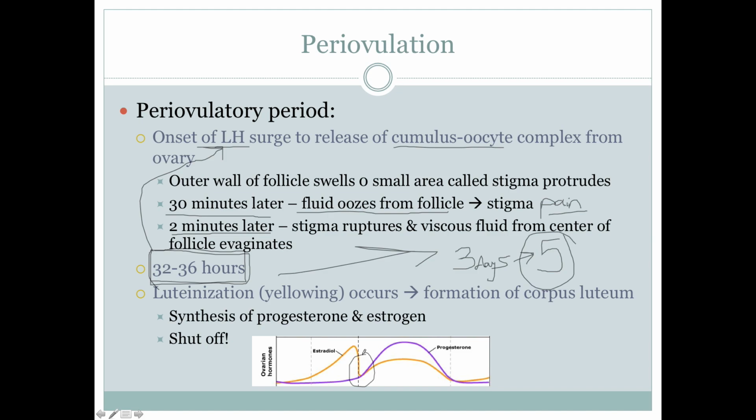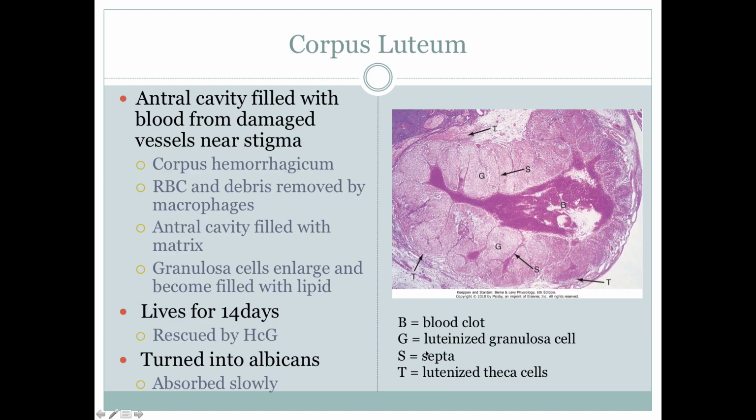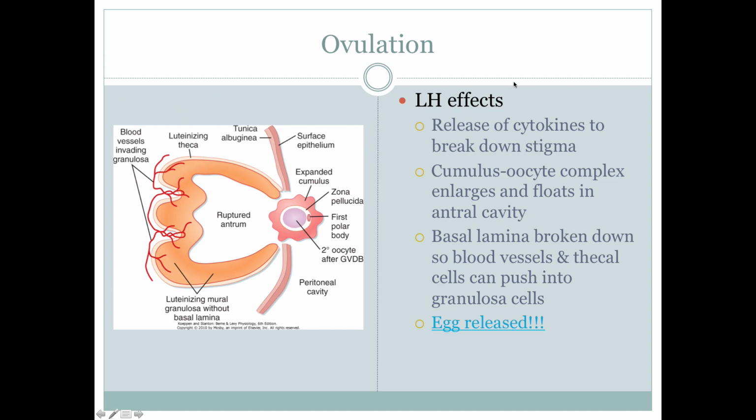So if intercourse happens 5 days before the egg is released, it is still slightly possible that it will be fertilized. All right, and then once the egg pops out, the corpus luteum is formed. Progesterone is going to be created by the corpus luteum, and then the growing follicles in the other ovary are going to make their lower amount of estradiol to shut off that process.